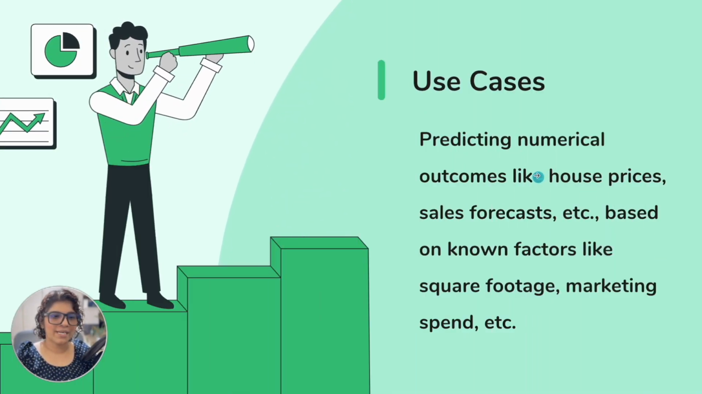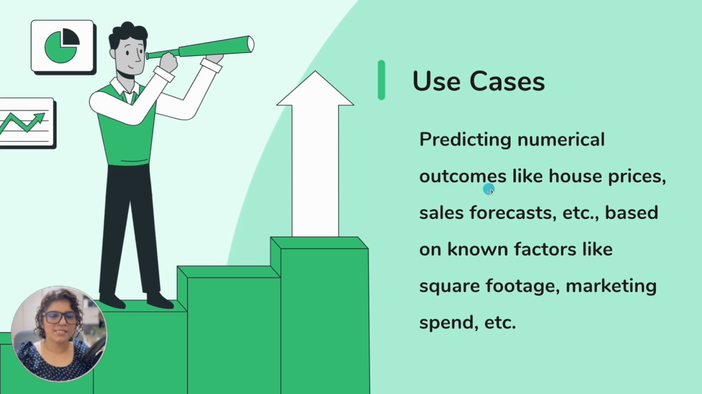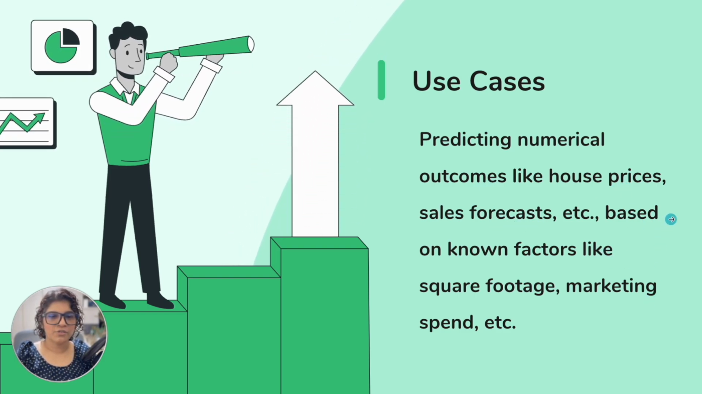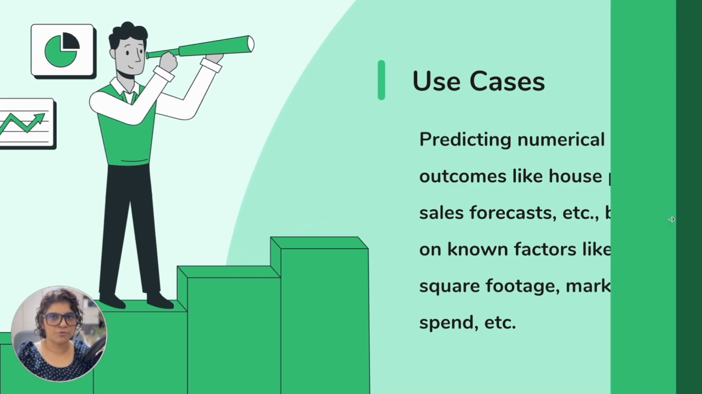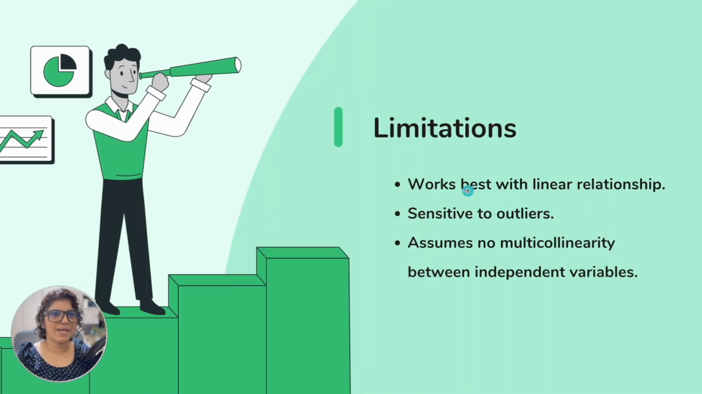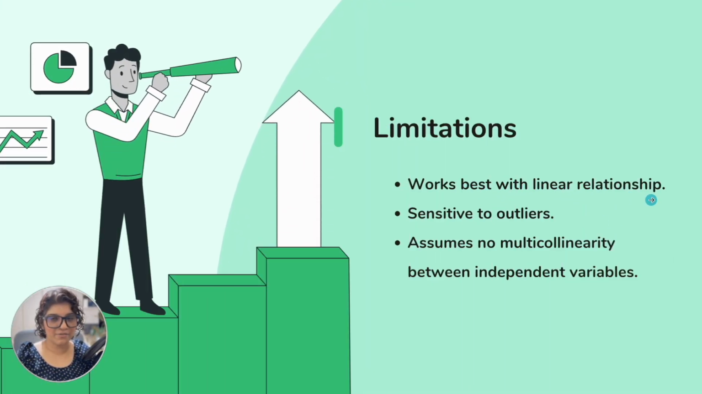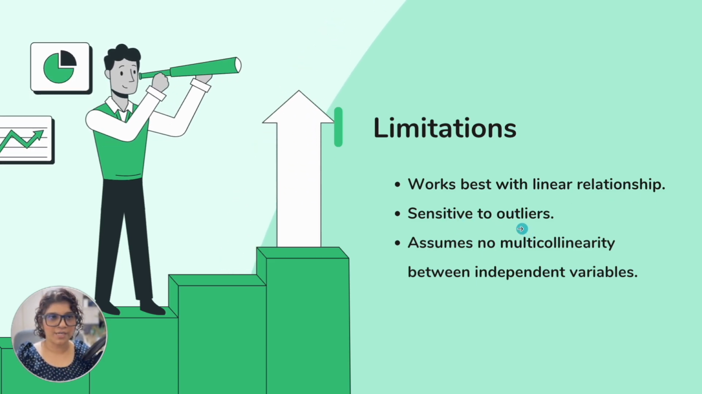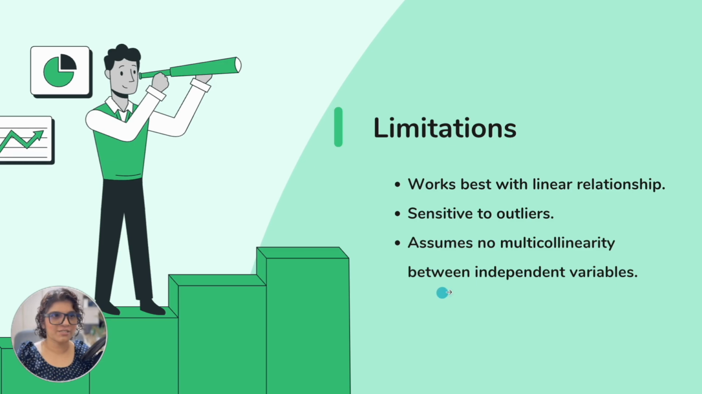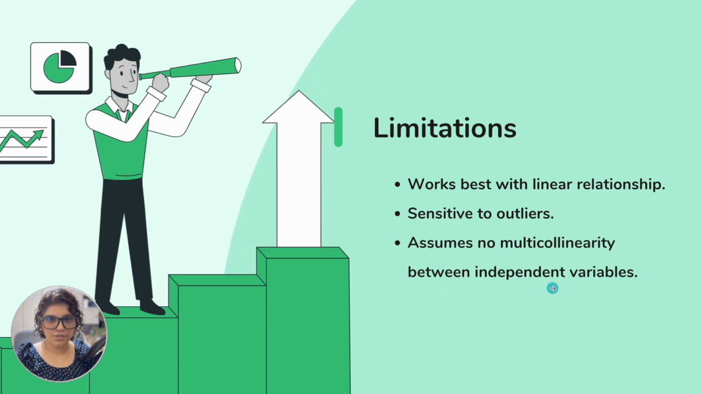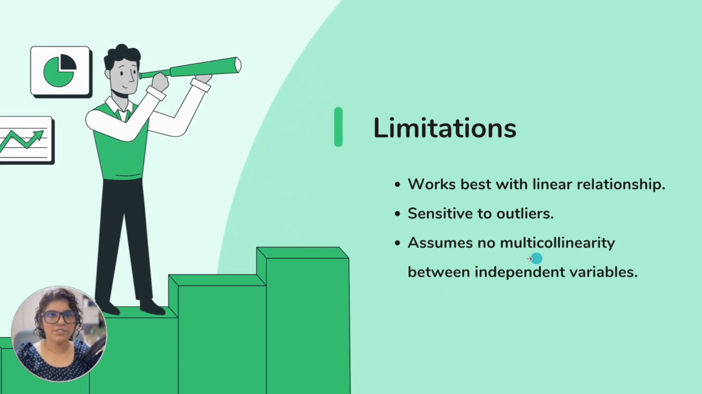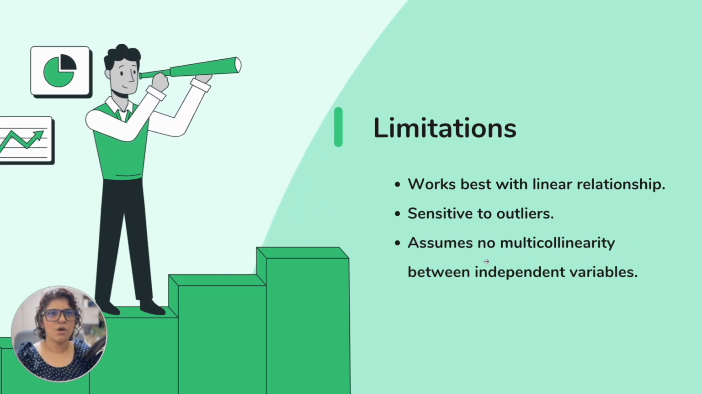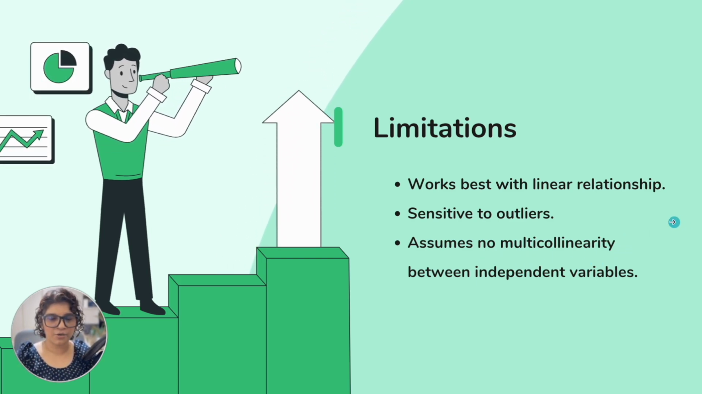When we want to predict a number like sales, prices, or any other continuous value using the factors we already know. Linear regression works best when the relationship between the variables is linear. It is also sensitive to outliers, which can mess with the predictions. If we are using more than one independent variable, you need to check that these variables aren't too correlated with each other, which is a problem with multi-collinearity.